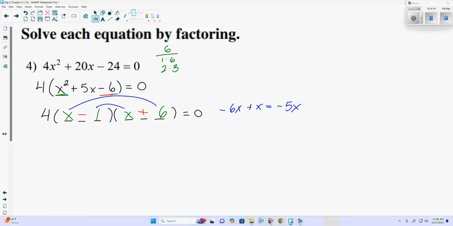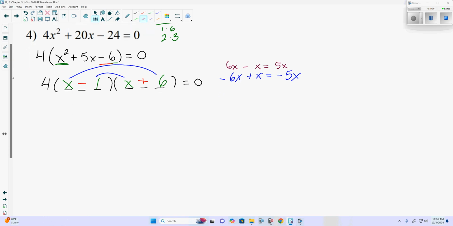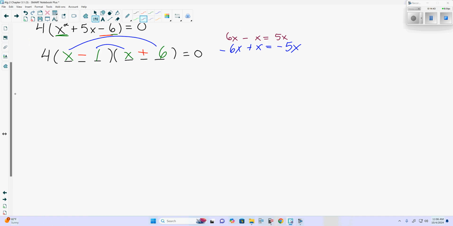Because now, if we double check, x times 6 is positive 6x. Negative 1 times x is negative x, giving us the positive 5x. Oh my gosh. Yeah. I accidentally just wrote things wrong. Okay. Questions on how we got to this point here?